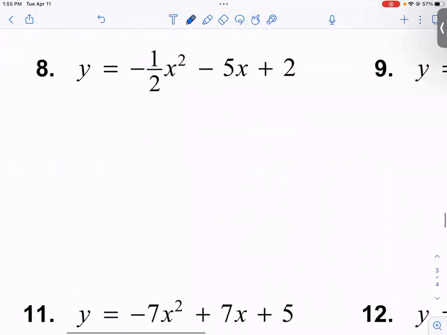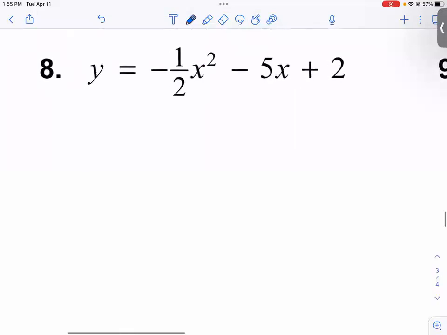Okay, so let's talk about number 8. Avery, which direction does this parabola open? Downward. It opens down. So if this parabola opens down, is there going to be a minimum or a maximum value? Okay. The vertex is going to be our maximum value. Okay. So number 1, we have a maximum.